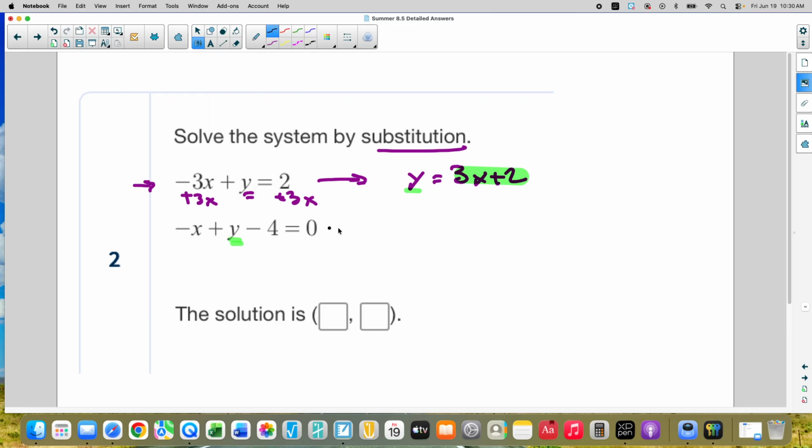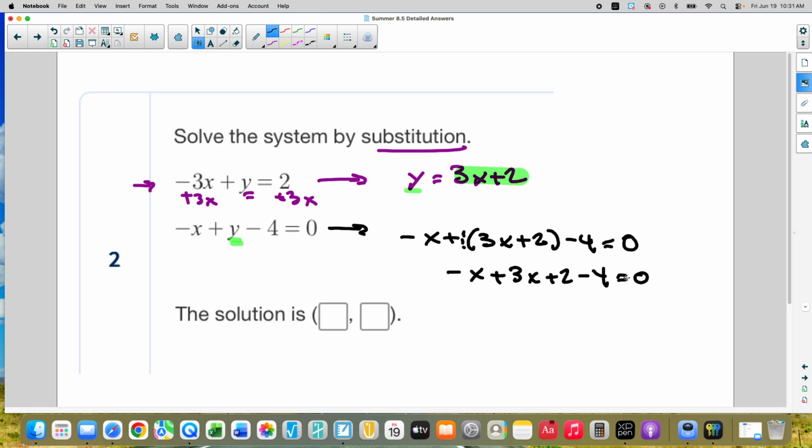That equation now becomes negative x plus, instead of saying y, we're going to substitute 3x plus 2, minus 4, excuse me. We continue on with the rest of the equation. And now we're going to simplify. That doesn't change. It's just that there's an invisible 1 that gets distributed. So it's negative x plus 3x plus 2 minus 4 equals 0.